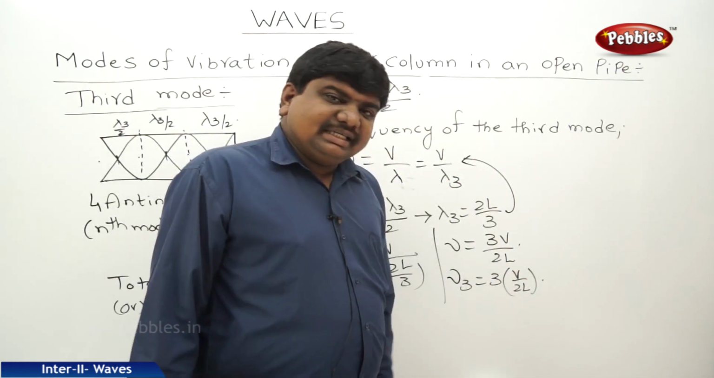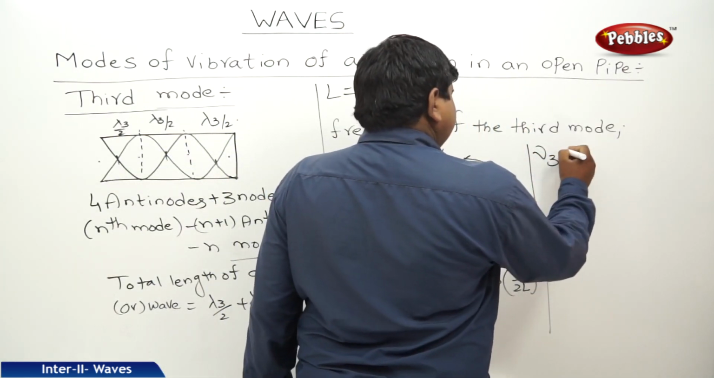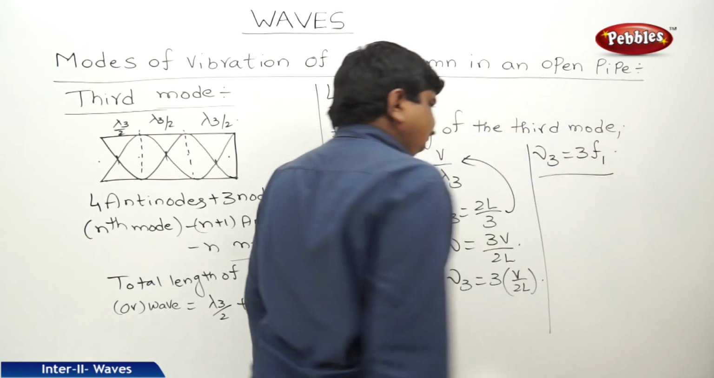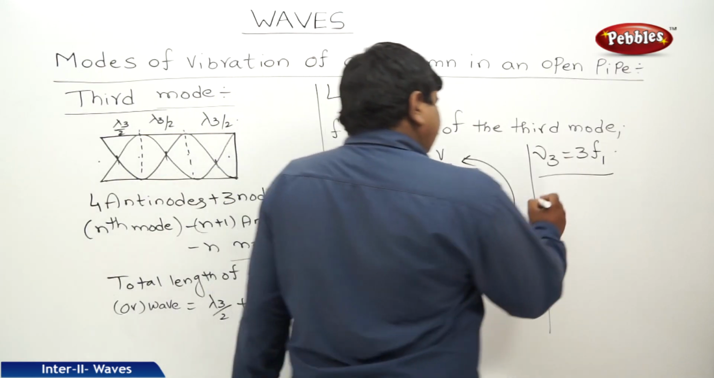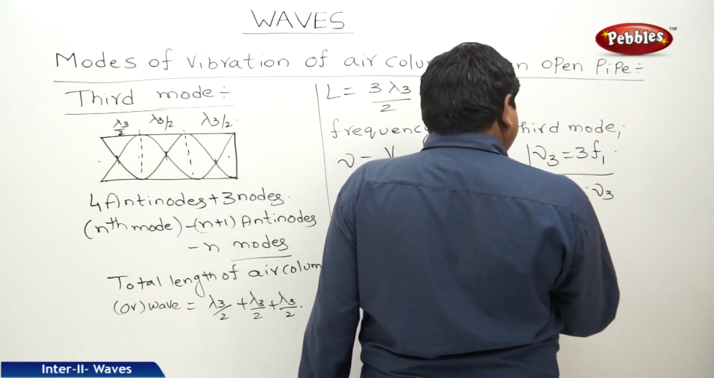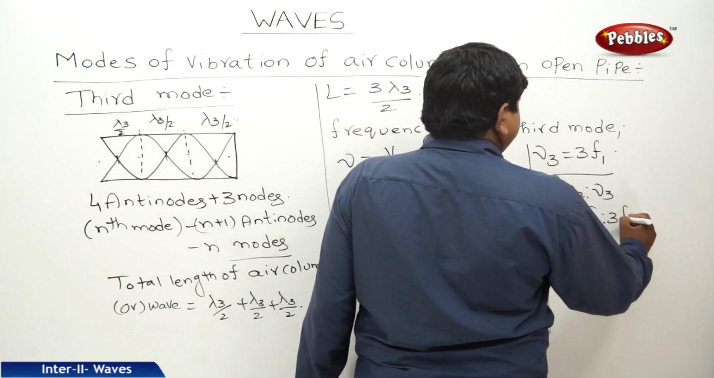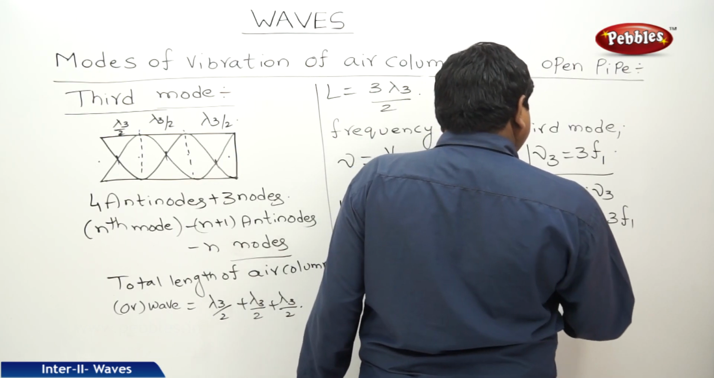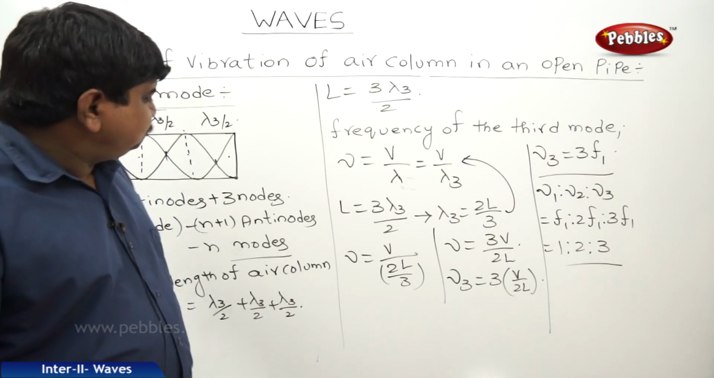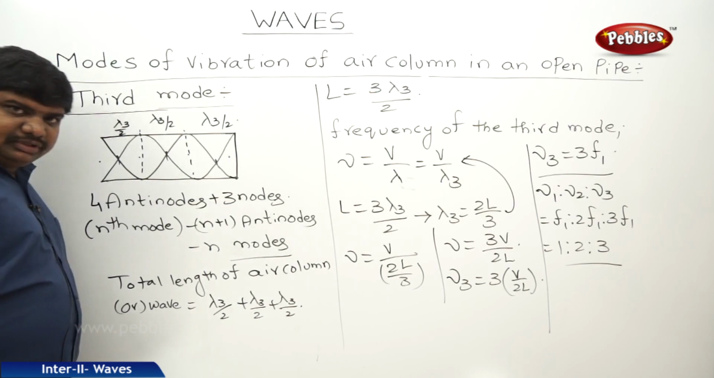This V by 2L is said to be fundamental frequency. Therefore, nu 3 is equal to 3 into F1. So, nu 1 is to nu 2 is to nu 3 is equal to F1 is to 2F1 is to 3F1. That is 1 is to 2 is to 3 ratio. All harmonics are possible. So, third mode ku vachesariki ee vidhanga wave form avutundi.